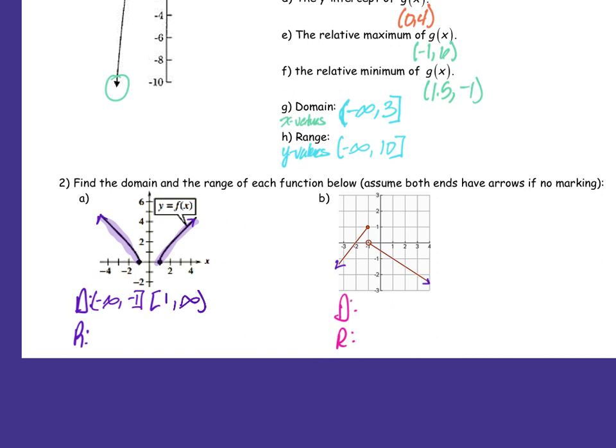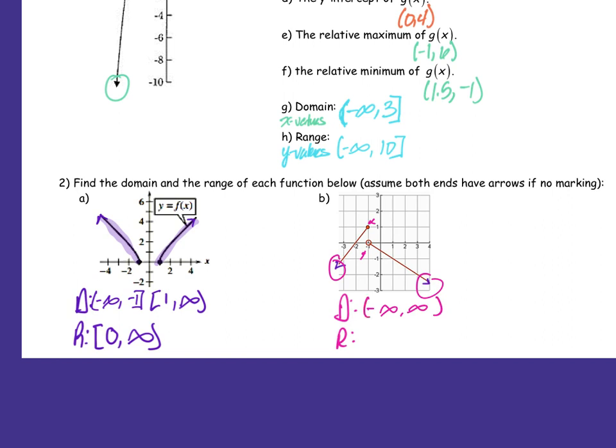So the lowest range, or the lowest point, is 0. And because the arrows are on the end, it goes to infinity, 0 to infinity. Okay? And then we're going to talk about the other one. I've got arrows on both ends here. This point's included. This one's not. So it's continuous. It keeps continuing even though there's a break in there. So my domain is from negative infinity to positive infinity.